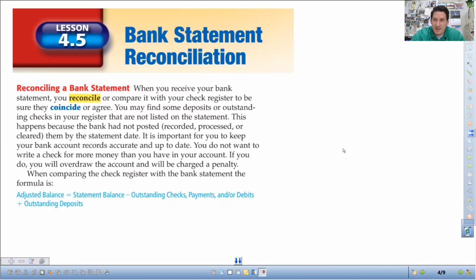by the statement date. So it's important for you to keep track of the checks that you have going out or deposits coming in, because you could end up writing a check or using your debit card for money that you don't actually have yet, because it takes time to process things. So you want to make sure you're keeping track of this stuff yourself. So let's look at how you do this.